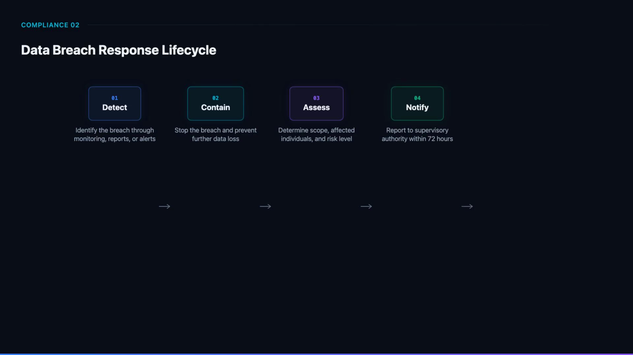If the breach poses a risk to individuals, you must notify the supervisory authority within 72 hours. If the risk is high, you must also notify the affected individuals directly. The notification must include the nature of the breach, likely consequences, and measures taken.